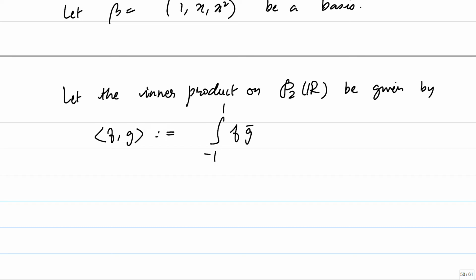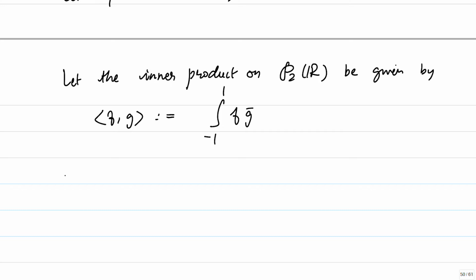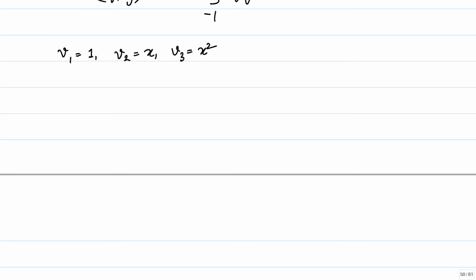Alright, so let's see what happens to our orthonormalization here. So, recall that V1 is equal to 1, V2 is equal to x and V3 is equal to x square. Let us see what happens to Gram-Schmidt orthonormalization here. So, the first one, W1, is just equal to 1. How about W2? W2 is V2 minus the inner product of V2 with W1 by the length of W1 square times W1.